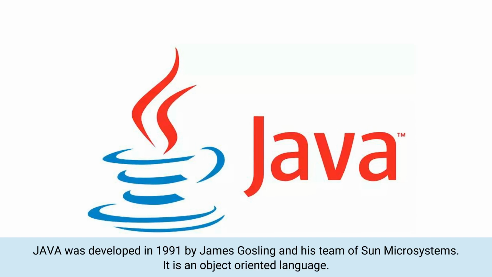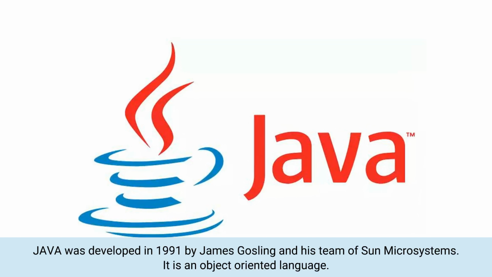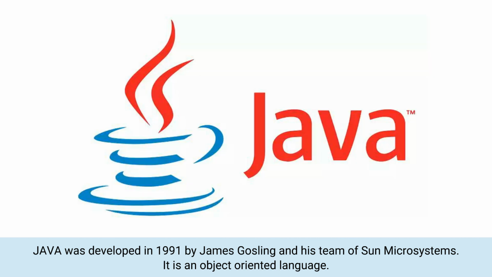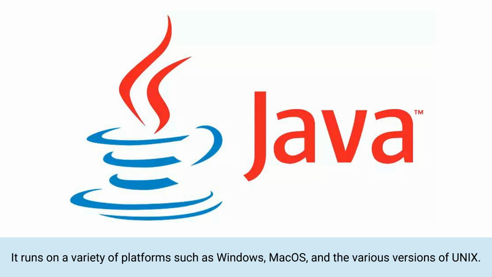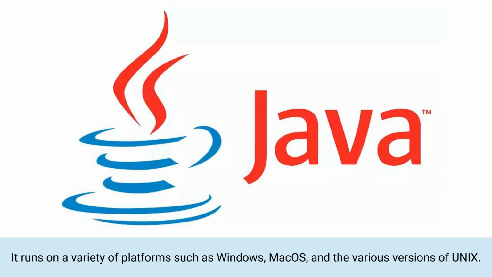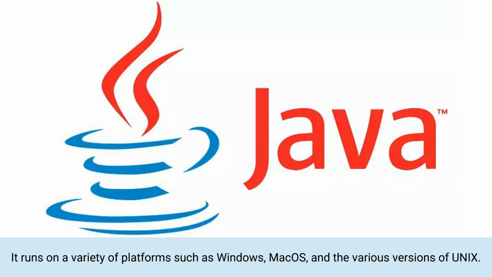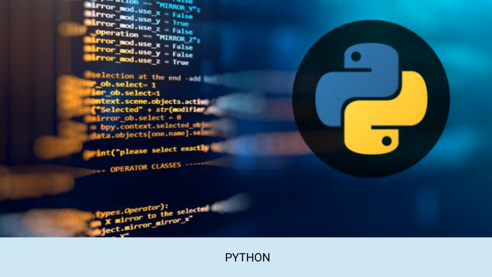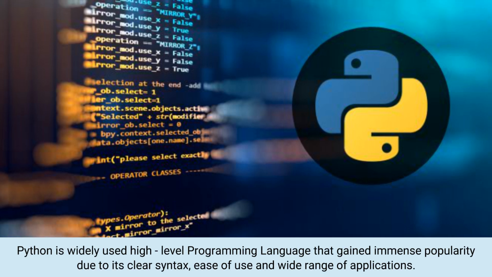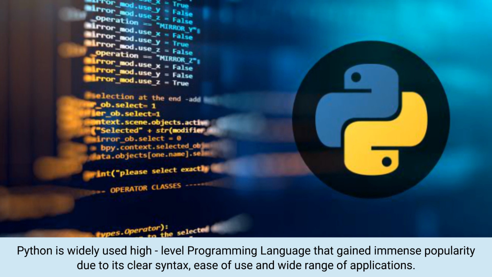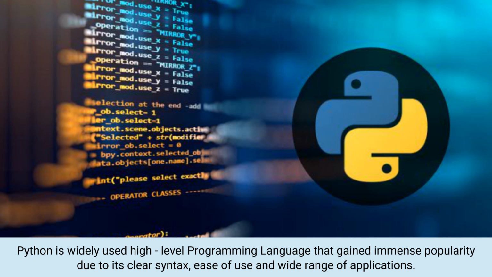Java. Java was developed in 1991 by James Gosling and his team at Sun Microsystems. It is an object-oriented language. It runs on a variety of platforms such as Windows, macOS, and the various versions of Unix. Python. Python is a widely used high-level programming language that gained immense popularity due to its clear syntax, ease of use, and wide range of applications. It was created by Guido van Rossum in 1991.